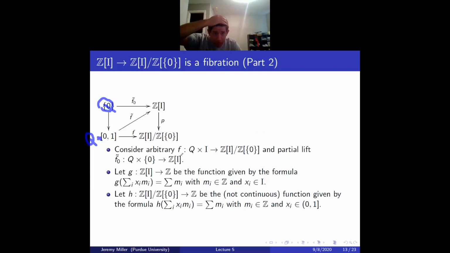And so I'm going to have two functions. G is going to measure the sum of all the labels of points in I, and then H will measure the sum of all the labels of points in the half open interval 0, 1. And so G is a continuous function, whereas H is not a continuous function.